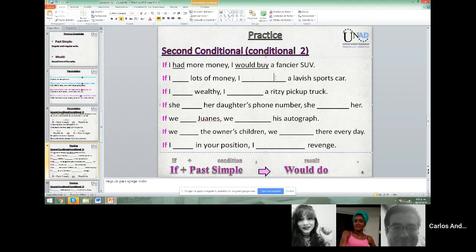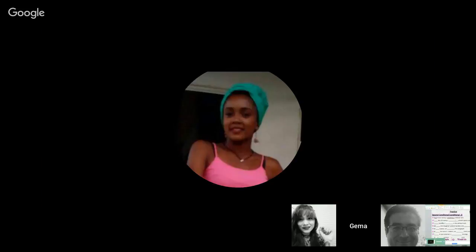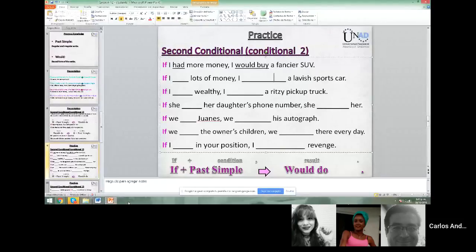Very good. Gemma, what is the meaning of an SUV? What is an SUV? I don't know. Okay. And what about you, Viviana or Felix? What is an SUV?